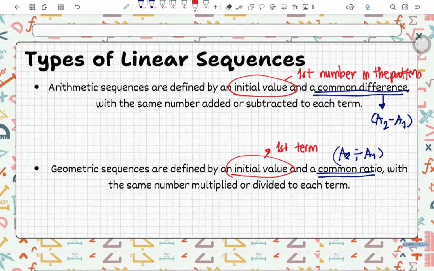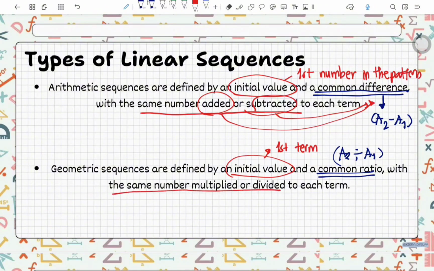Now, for arithmetic sequences, the same number is added or subtracted. What are we going to add or subtract? We are going to use the common difference. The same in geometric sequences: the same number is multiplied or divided. What do we multiply or divide by? The common ratio. So these are the types of linear sequences.